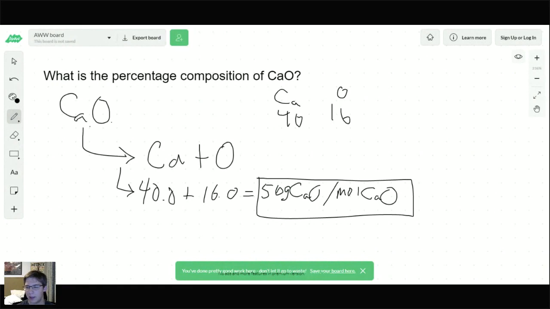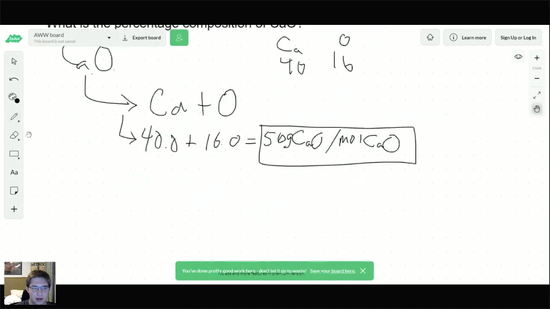Drop in the chat if that doesn't quite make sense, or if it makes sense, say that too, just so I can see where you guys are. And then from there, I'll move on to finding the actual percent composition. So from here, let's actually calculate it. Let's start by looking just at calcium.